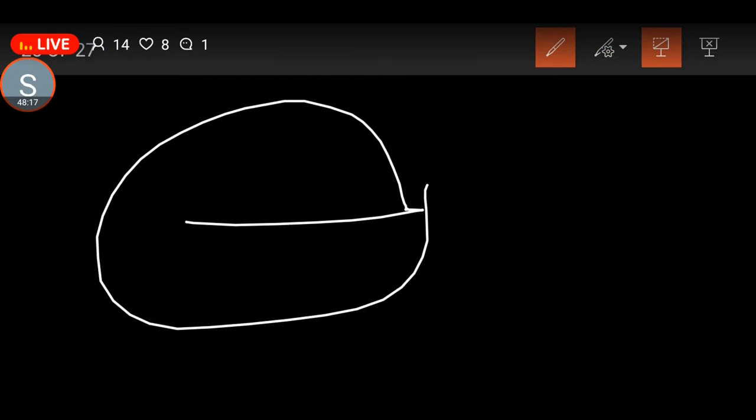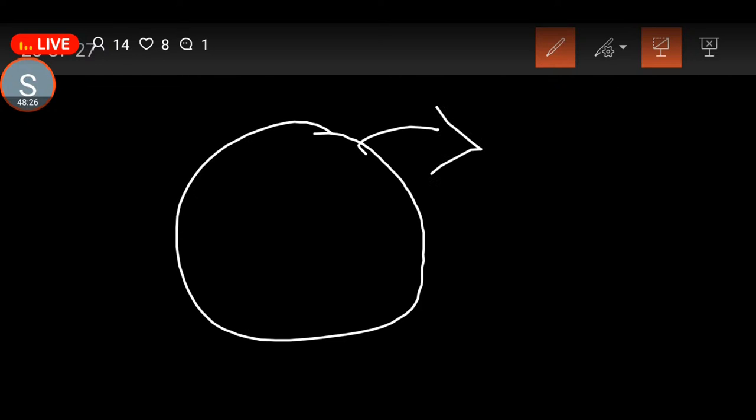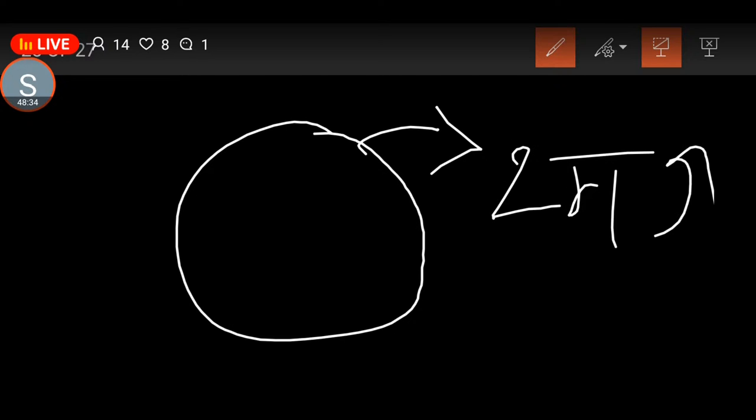In a circle, wait 1 second. This is a circle, just think. What is the whole circumference of the circle? It is 2 pi r, right? How this came and how we are using that, let's study it now.